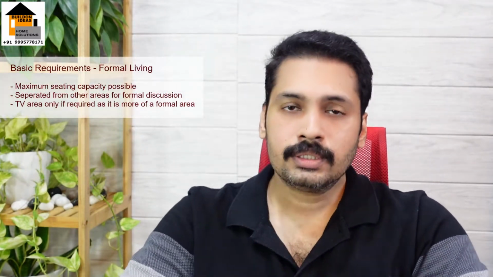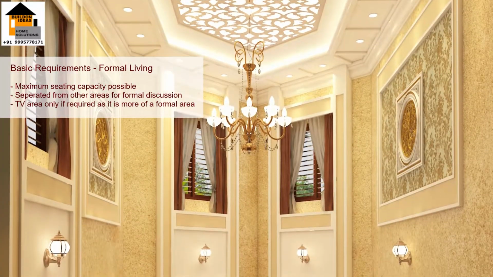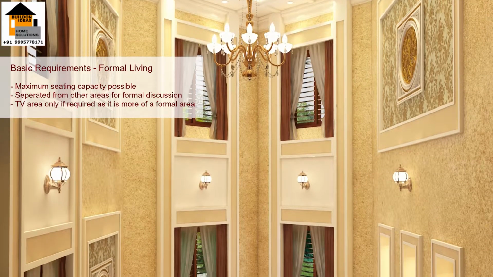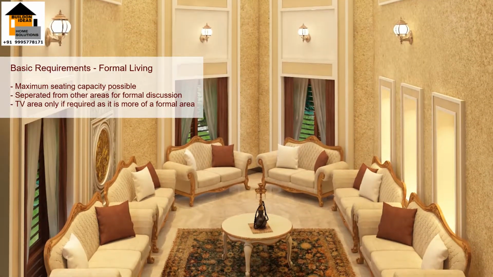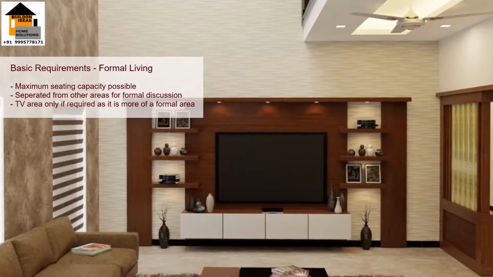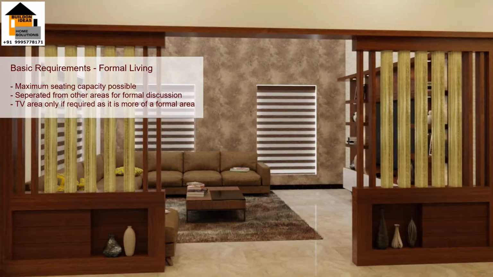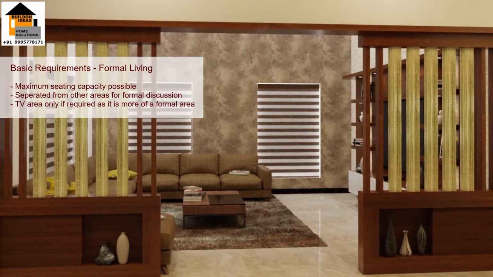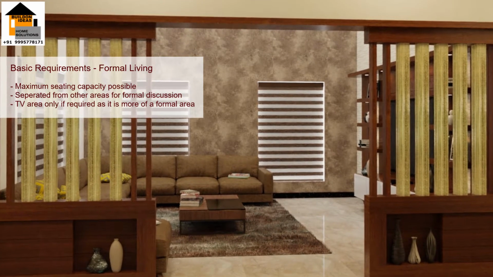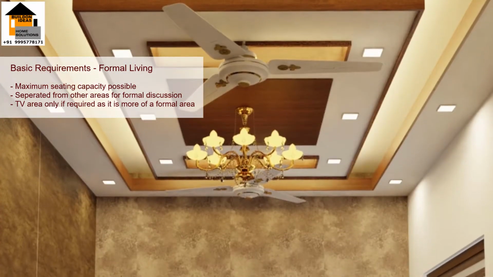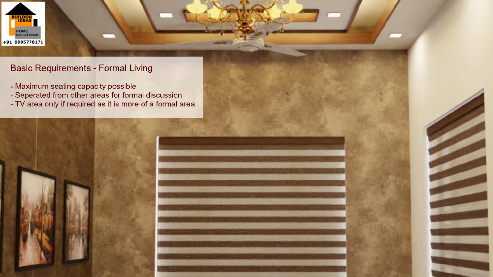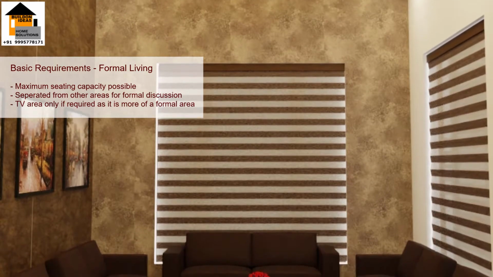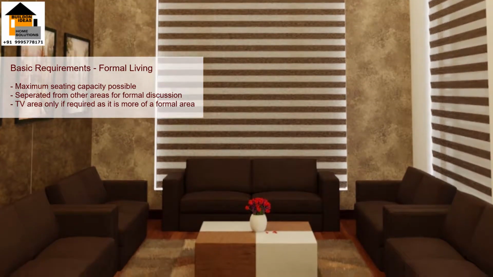Now, how do you do this? When you enter into the foyer and then into the formal living, what are the requirements of a formal living? Maybe you need more seats, or maybe you need a TV space, or maybe you feel you need a closed room where you don't have any interference from the family members. It's a formal living, and you need a better, formal discussion in it. So it is as per your requirement.